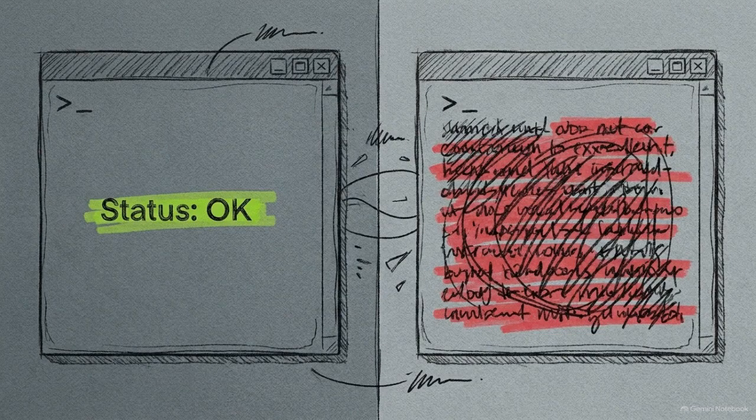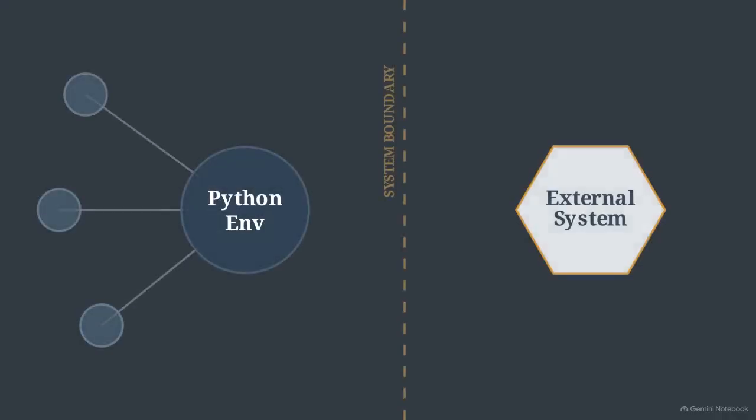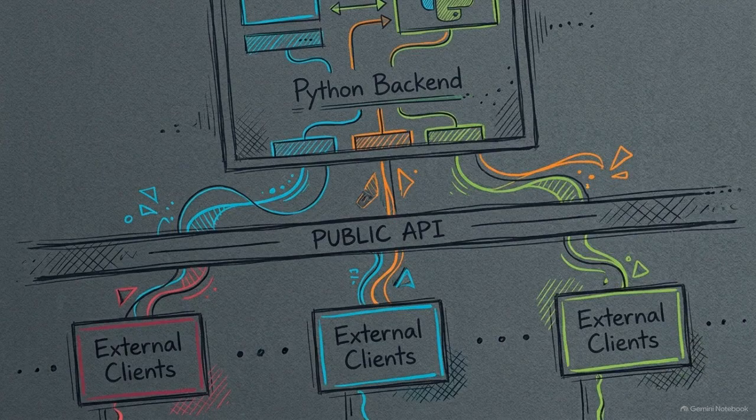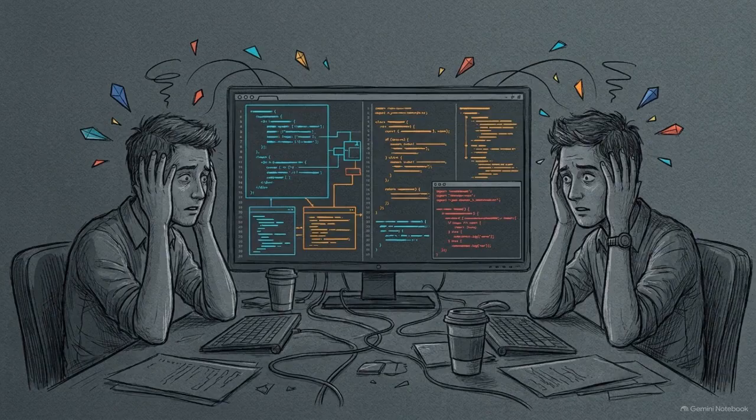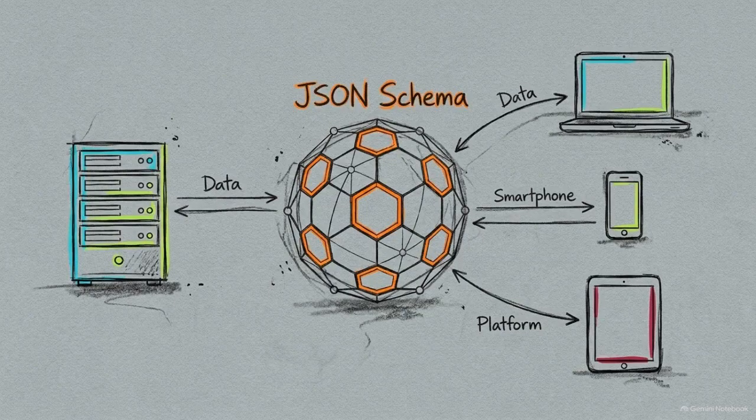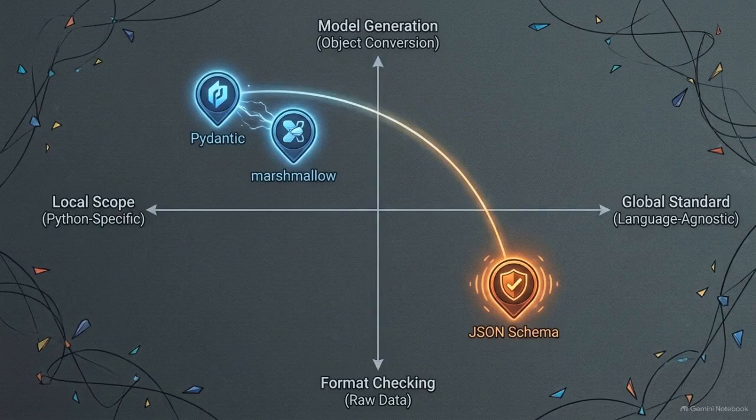Using the wrong validation layer won't necessarily crash your application. What it does is create architectural friction the second your application needs to talk to systems outside of your local Python environment. If you use a Python-specific tool to define the rules for a public API, any external team using JavaScript or Go is forced to guess your expected data structures. That friction is why language-agnostic tools have to exist.